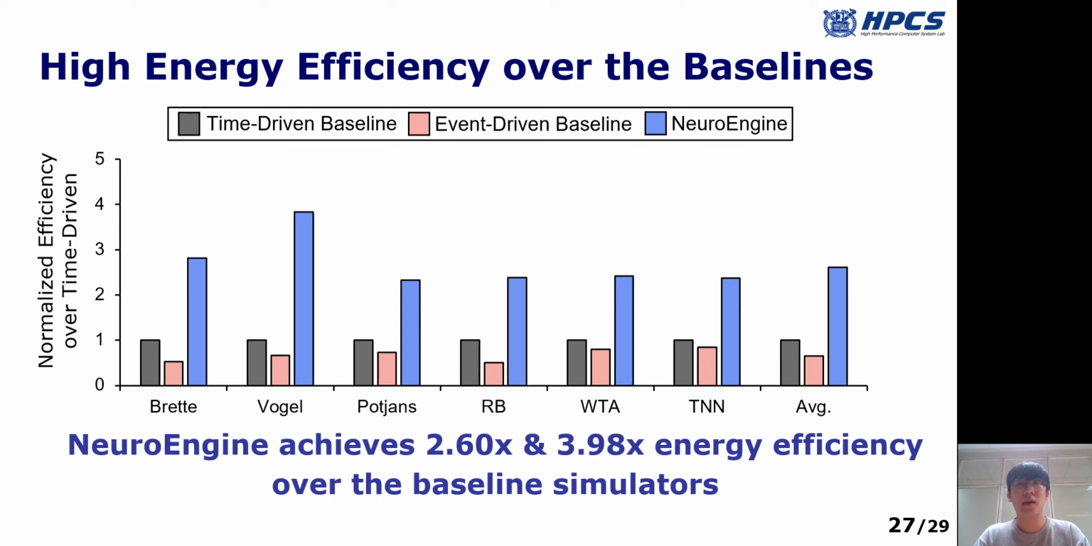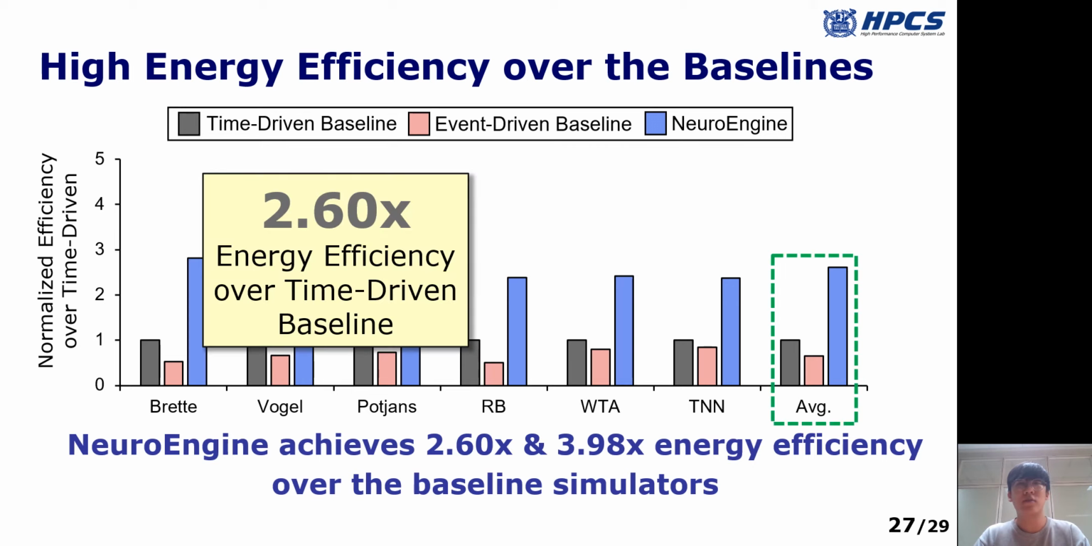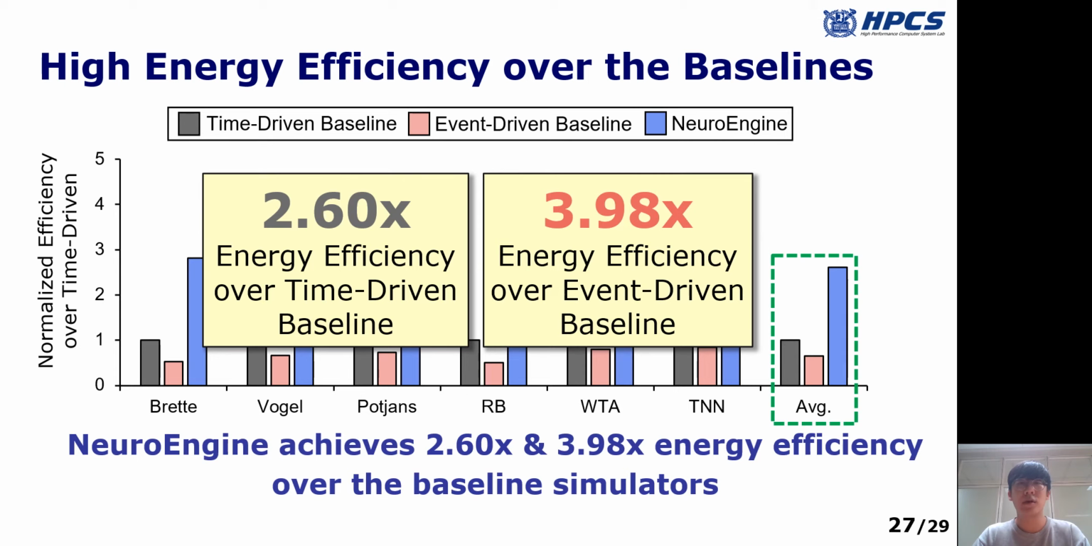NeuroEngine also shows high energy efficiency improvement. It consumes 2.6 times less energy compared to the time-driven simulator. Also, it is 3.98 times more energy efficient compared to the baseline event-driven simulator.